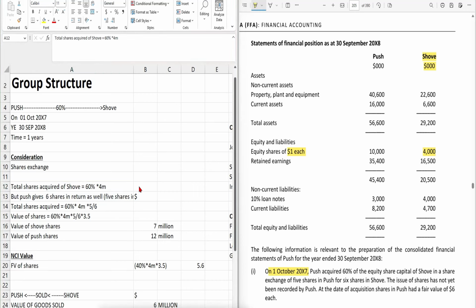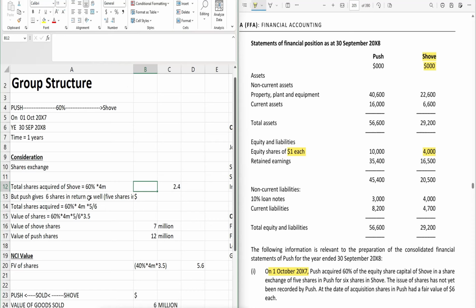So we will do a few calculations, like 60% into 4 million. So that means 2.4 million shares have been acquired in SOV. Okay, so now shares have been acquired, but Push has also exchanged their own shares, right? We need to calculate that as well.